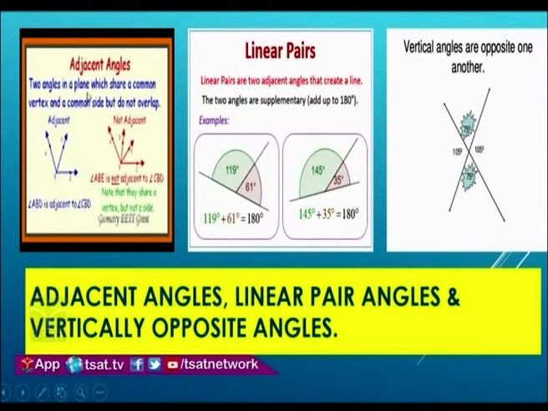Next one, adjacent angles, linear pair angles, vertically opposite angles. See these two figures, children. Adjacent means next to each other, as we say generally when someone is sitting adjacent to me. Similarly, adjacent angles have a common point, a common vertex and a common arm. You can see in the blue figure, adjacent angles are two angles which have a common point and a common arm. It can be two angles, it can be three angles. The angles which are side by side are called adjacent angles.